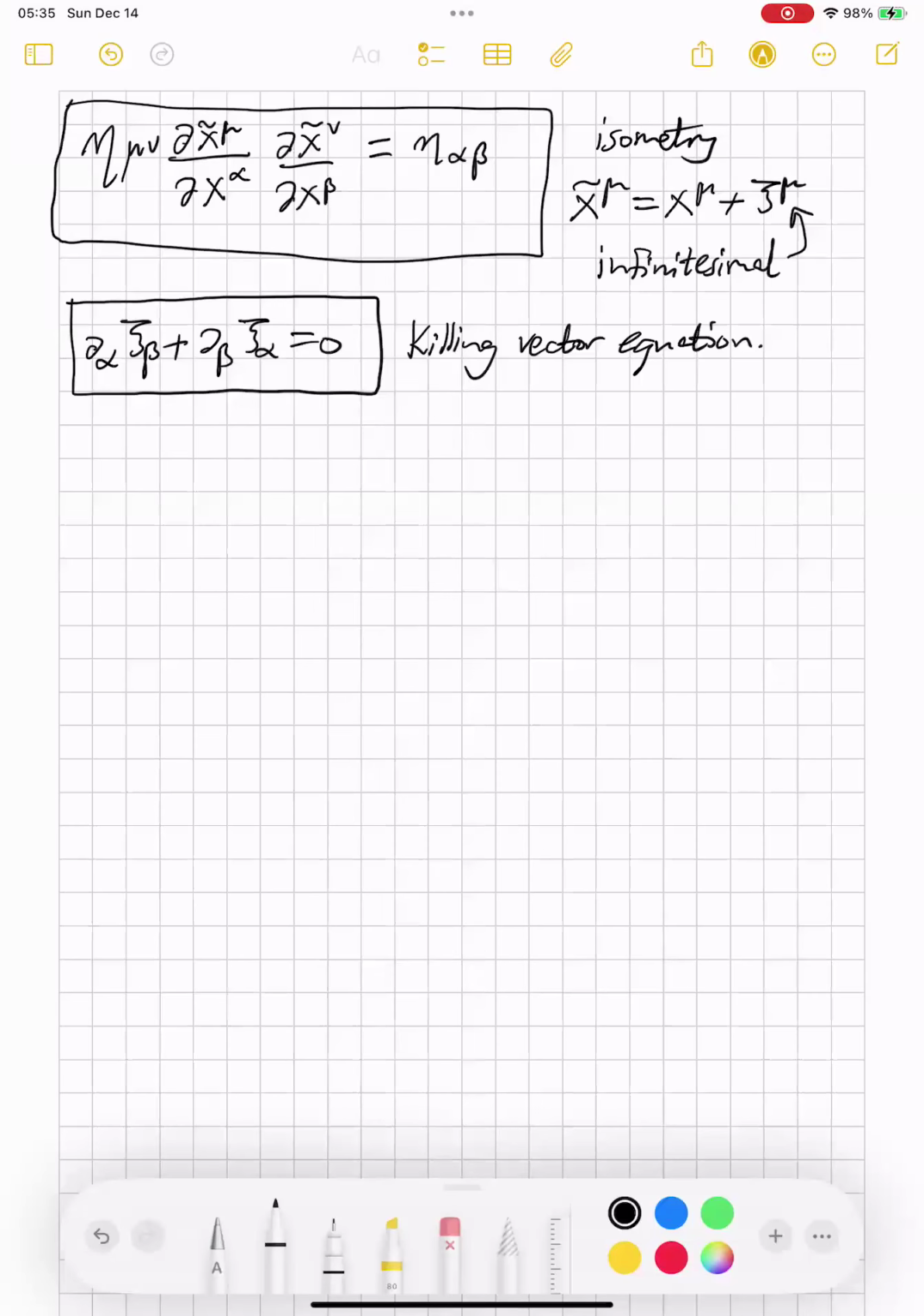So now we want to solve this Killing vector equation. The first thing that we'll do is, well, ∂_α ζ_β + ∂_β ζ_α = 0. And that means that ∂_λ acting on (∂_α ζ_β + ∂_β ζ_α) is also equal to 0. And now what I'm going to do is take exactly the same equation and just relabel indices a little bit.